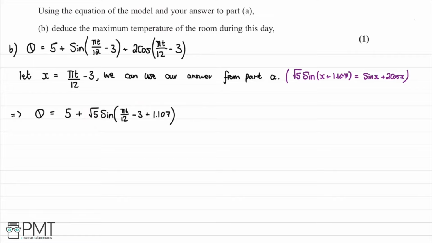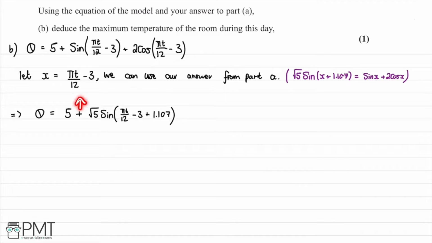And what do we know about sine x? We know that it will be a maximum when sine x is equal to 1. At its end points, if you like, it's either going to be 1, 0, or -1. Remember, we're looking for the maximum temperature, so the highest value of theta. So we know if we subtract anything from 5, it's going to get smaller.